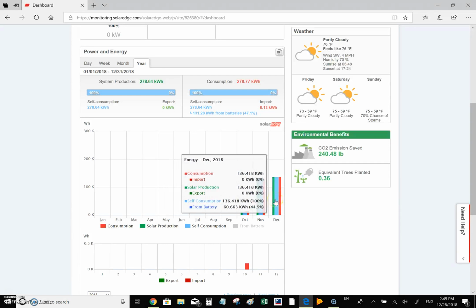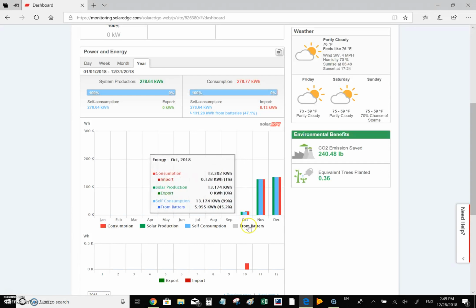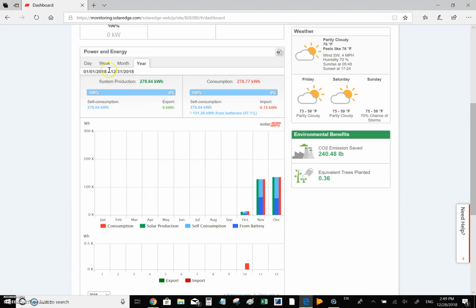December, we can take a look, and it shows 136 was the solar production consumption of the system. And 44% was actually done with 60 kilowatt hours from the battery. Well, we found after installing in Costa Rica that these batteries produce on average 210 kilowatt hours per month. Now let's take a look at the day charts.